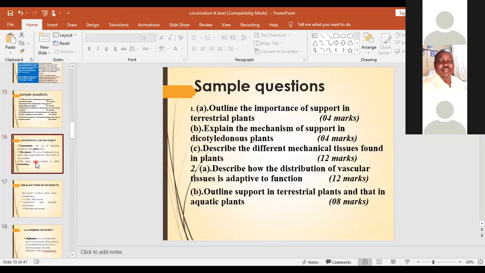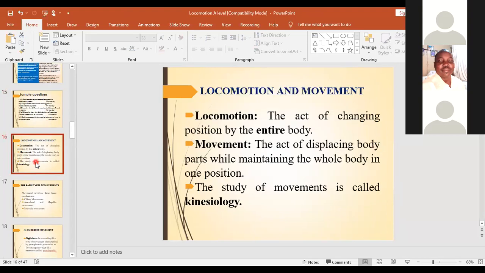Now we are going to look at locomotion and movement. Like I'm saying, locomotion means changing position by the entire body. All animals move, and they displace the entire body from one position to another. And we call them organisms that locomote. Then movement is the act of displacing parts of the body while maintaining others.